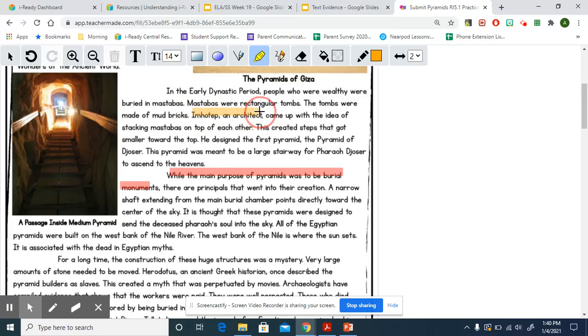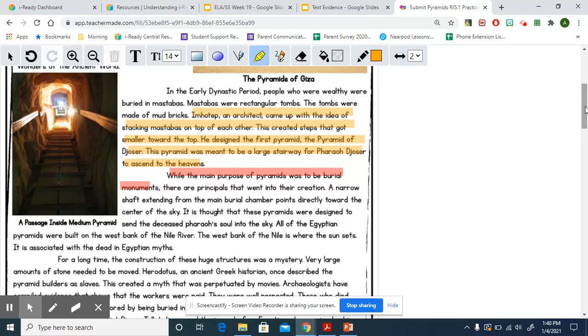So here we have it. Imhotep, an architect, came up with the idea of stacking mastabas on top of each other. This created the steps that got smaller towards the top. He designed the first pyramid, the Pyramid of Djoser. This pyramid was meant to be a large stairway for the pharaoh Djoser to descend to the heavens.